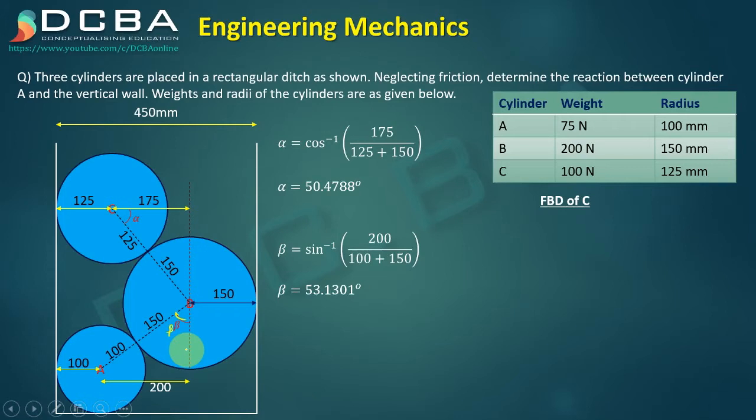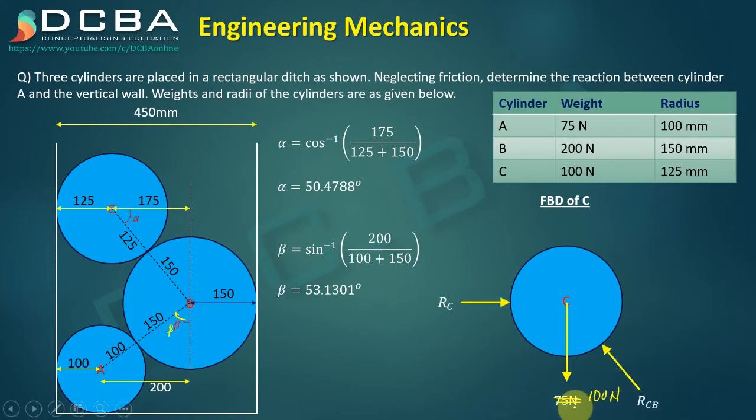Now we can start with the FBD of C. We have 75 newtons acting downwards. Sorry, I think for C it is 100 newtons, right? 100 newtons acting downwards. And we have RC, we have RCB, the reaction from the cylinder B. We know the angle alpha.